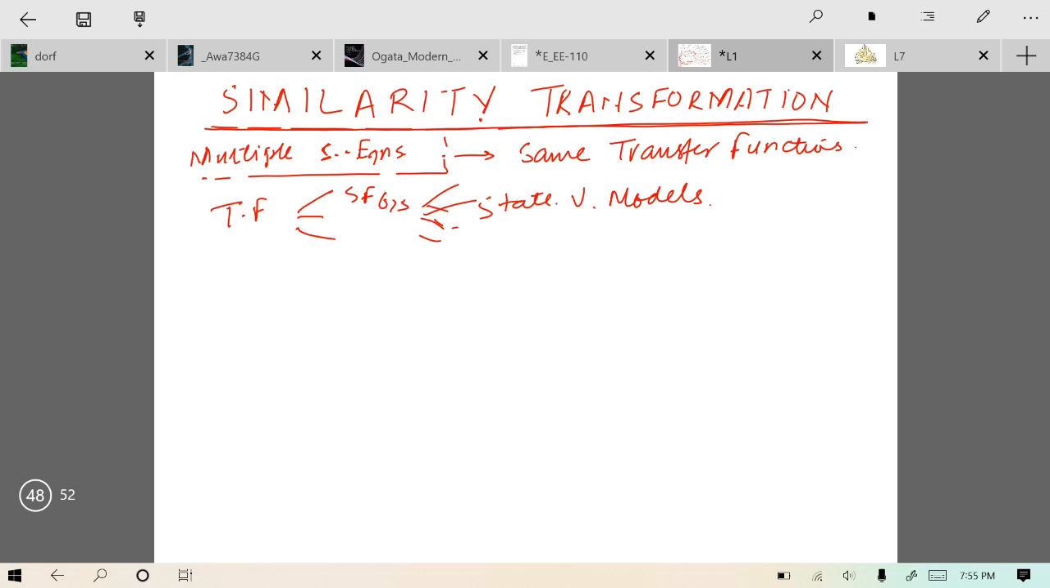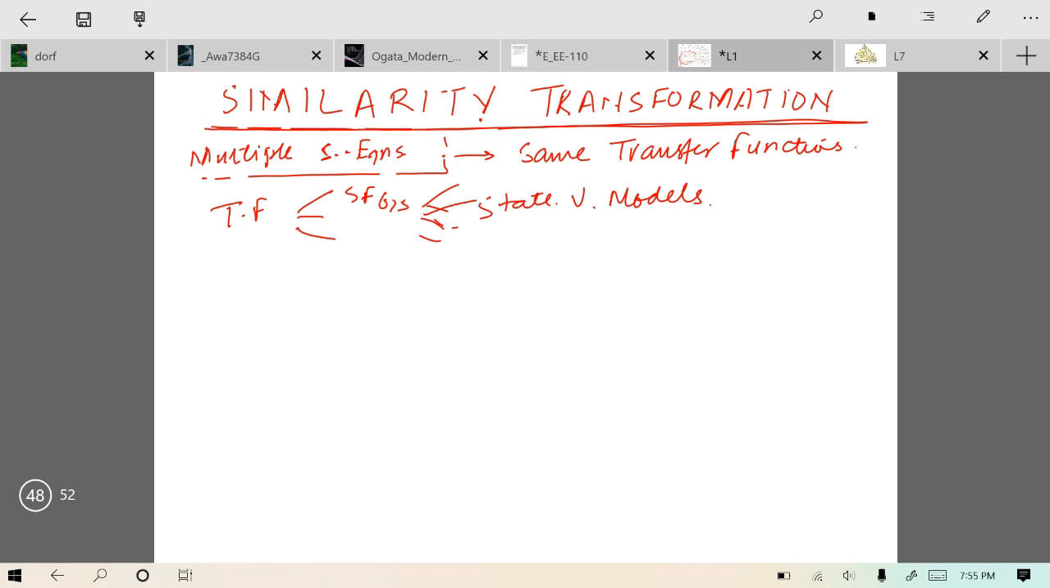Basically, you already know that each set of the system represents the same system. It represents the same transfer function, but state variable models would be different. We can transform from one set of state space equations to another set of state space equations without traversing through transfer function or the signal flow graph.